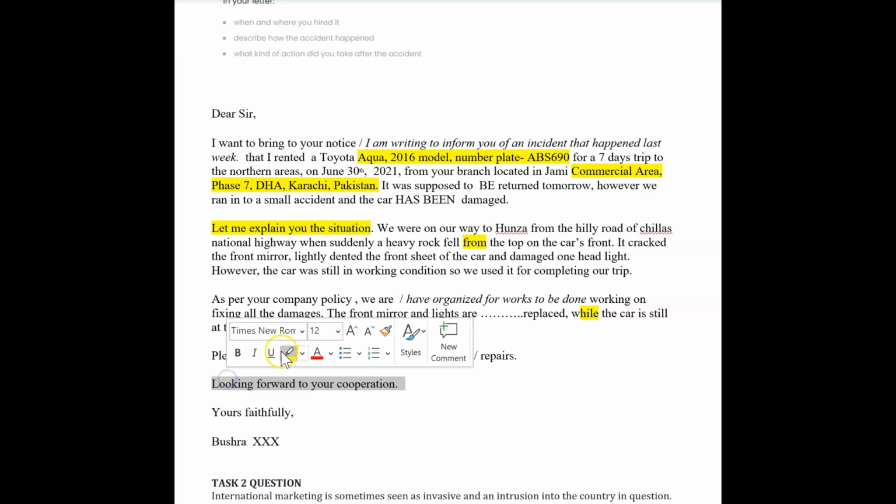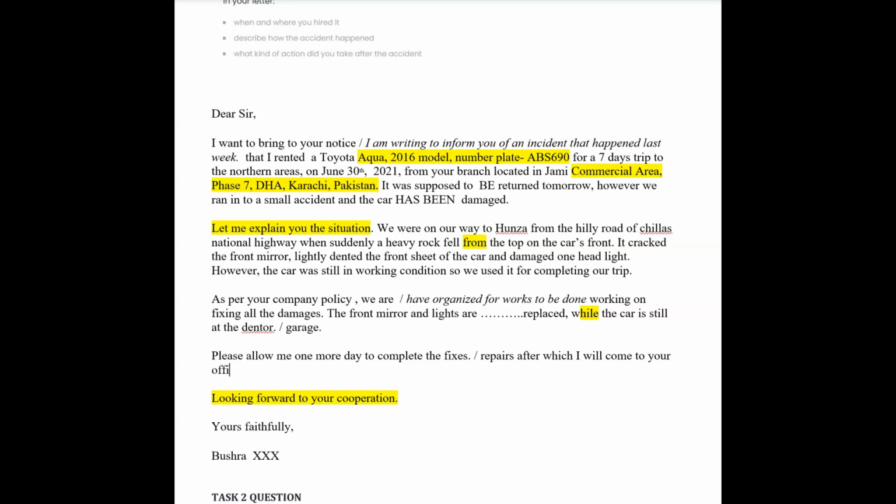And then, look forward to cooperation. Well, not really. Returns, after which I will come to your offices to discuss the matter further. I think you need this idea about action. So this is the action: I need a bit more time, but then I'll come to your office. Okay? So quite a lot of things in there.